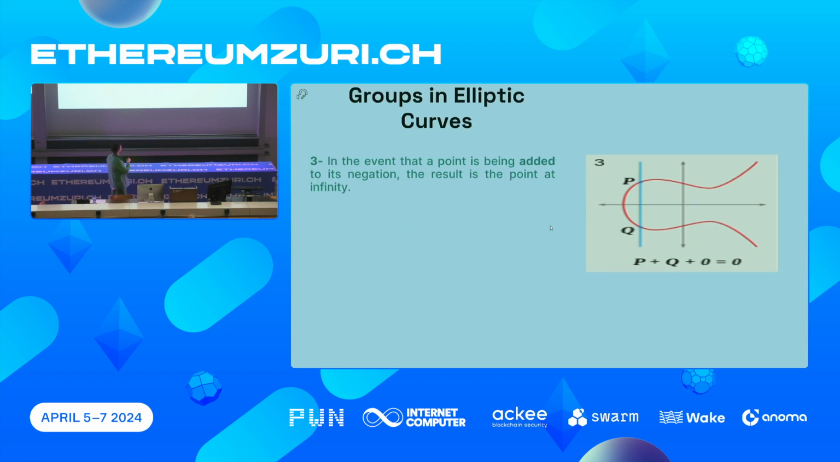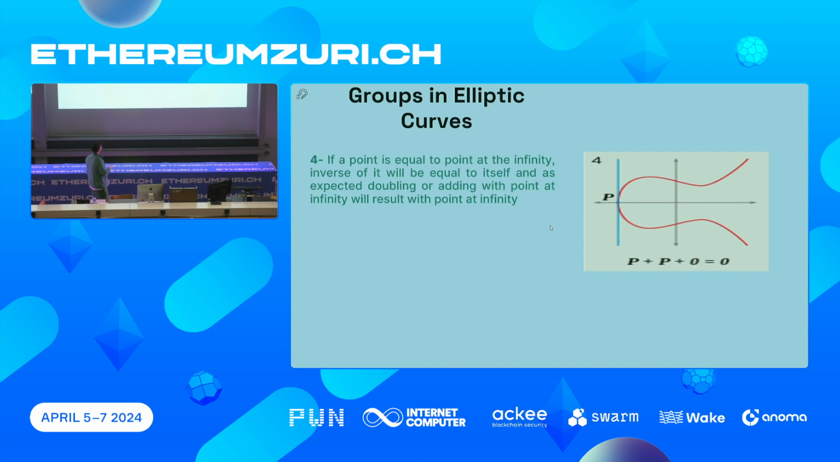And there is a case where you add P to its negate, which is minus P, or we show it here as Q. You will get 0. There is no intersection point on this curve, so we call it 0, the point at infinity. And the fourth thing you can do on an elliptic curve: if your P is the point at infinity, which we call 0, you can add P to P and you will get the point at infinity again, so it will be 0.